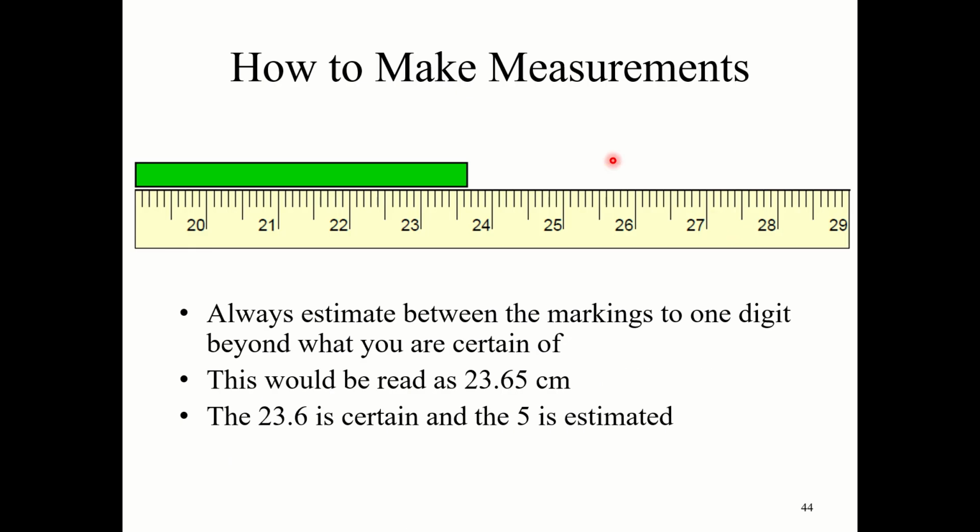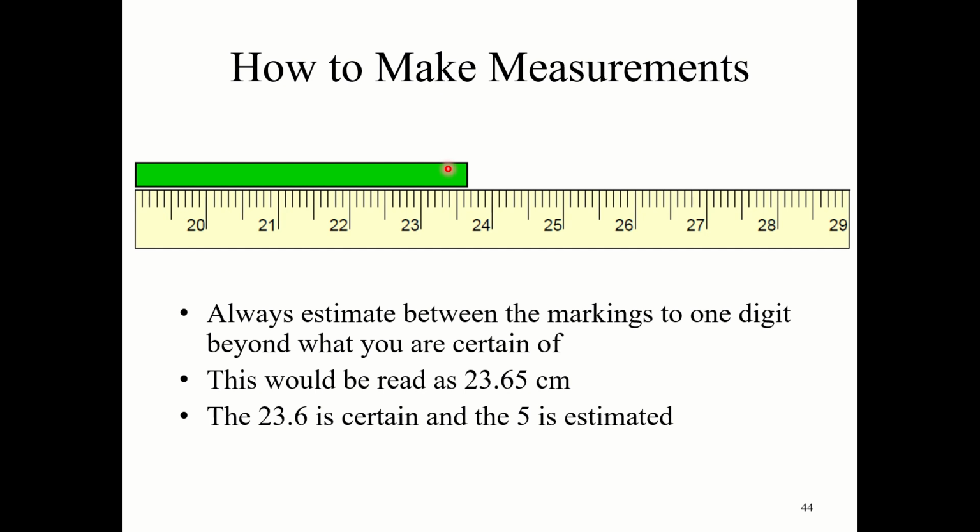Now, when we go to make measurements, especially in lab, you always estimate between the markings to 1 digit beyond what you are certain of. So for example, if I'm looking at a ruler here, and I'm using this ruler to measure this green bar. You notice that this green bar falls pretty much exactly in between two lines. So right here, we've got the 23 line, 23.1, 0.2, 0.3, 0.4, 0.5, 0.6. So this line right here is 23.6. This line is 23.7. This green bar falls directly in between 23.6 and 23.7.